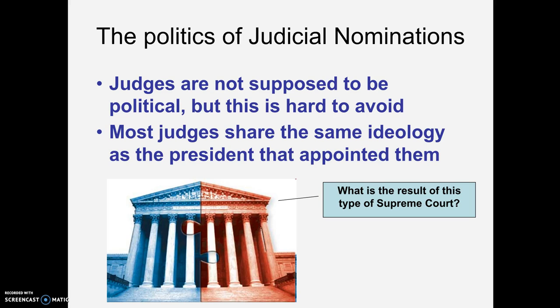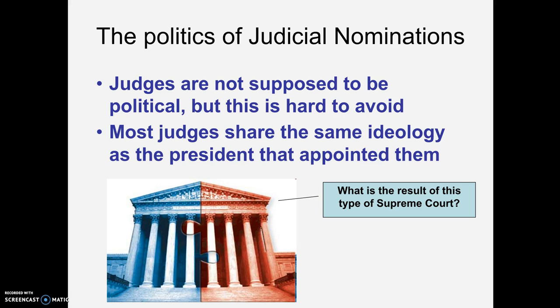Judges, as you might know, are not supposed to be biased or political, but this is really impossible because judges, like everybody else, are human, and they bring their own sort of human attitudes to their job. So even though we have this idea that judges are supposed to be completely fair and unbiased, there's actually a lot of politics that goes into the decisions that judges and Supreme Court justices make.